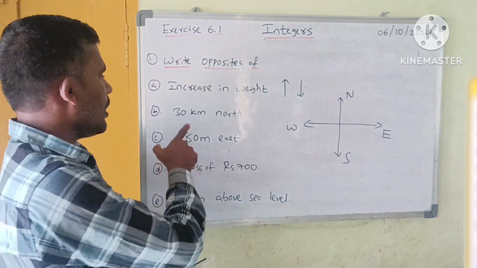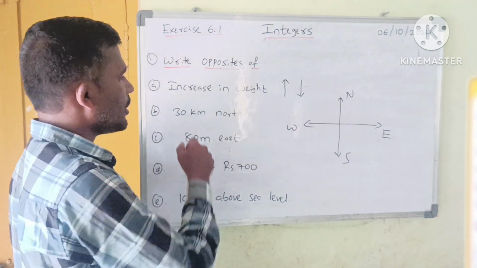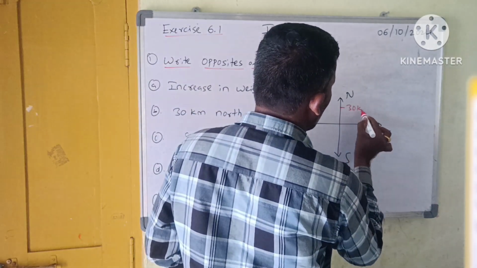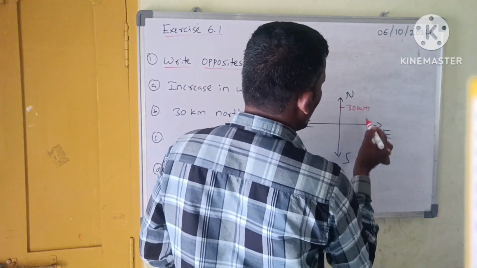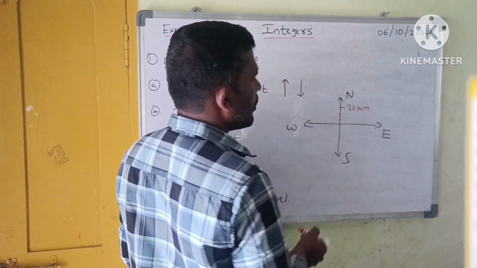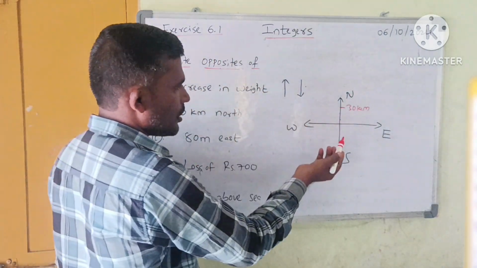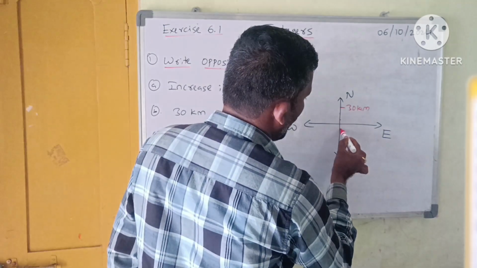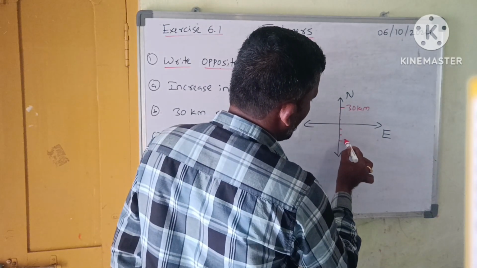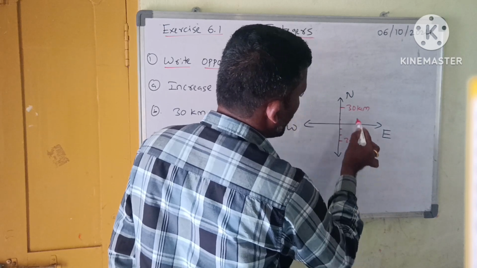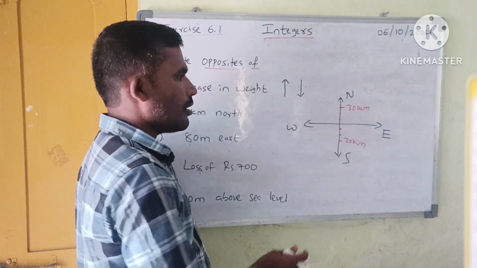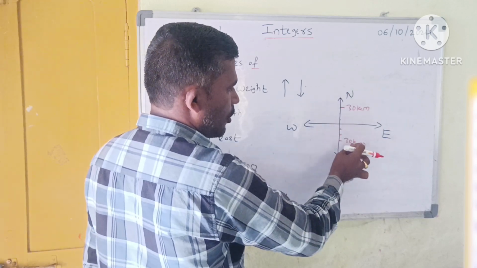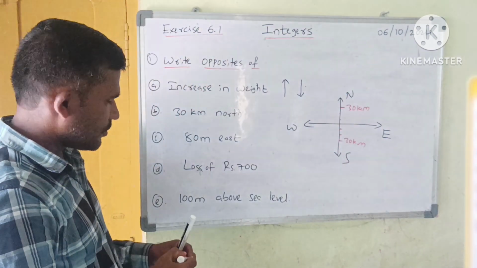What is asked in the problem? 30 kilometer north. So in the north, he has given maybe 30 kilometer. For example, I am taking here 30 kilometer, so here 10, 20, 30 kilometer. Opposite to the north is south. South is here 10, 20, 30. So therefore 30 kilometer in north is opposite to 30 kilometer in south.